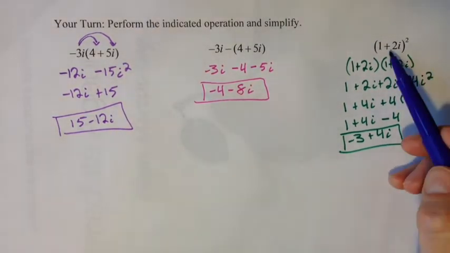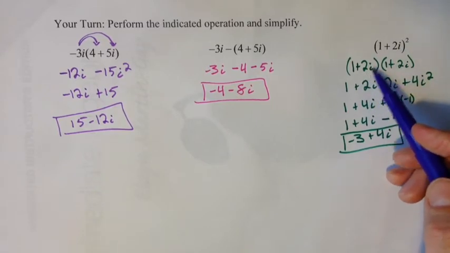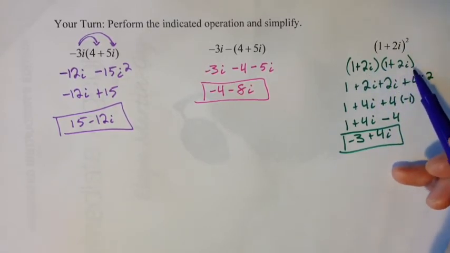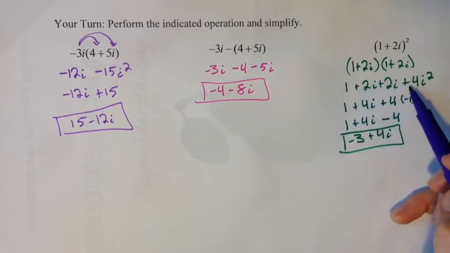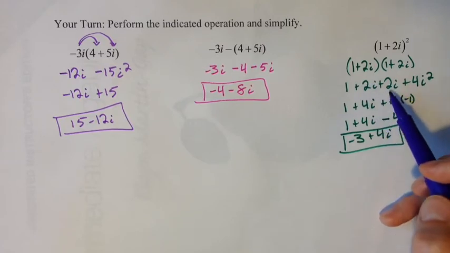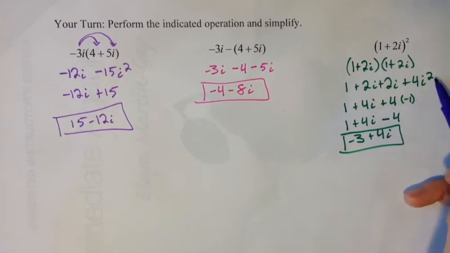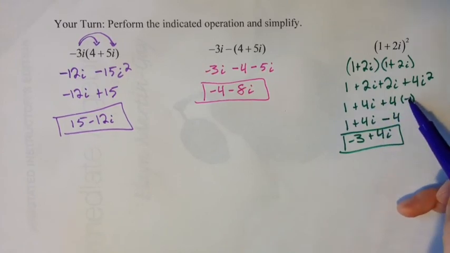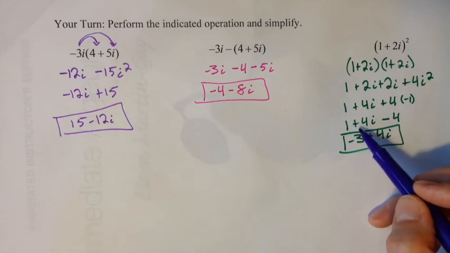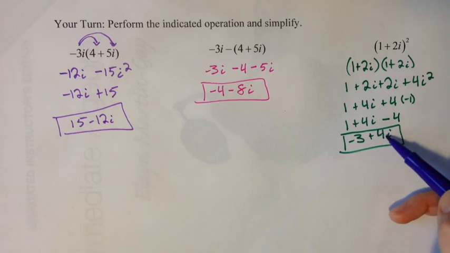My last example is 1 plus 2i squared. Now right away I know that I need to write this as 1 plus 2i times 1 plus 2i so that I can remember to FOIL. When I FOIL this out, I get 1 plus 2i plus 2i plus 4i squared. The two 2i's combine to be 4i's. So now I have 1 plus 4i, and then I'm going to remember that this i squared is really negative 1. So I have 1 plus 4i plus 4 times negative 1. Now 4 times negative 1 is negative 4, so now I have 1 plus 4i minus 4, and the 1 and the minus 4 combine to be negative 3 plus 4i.